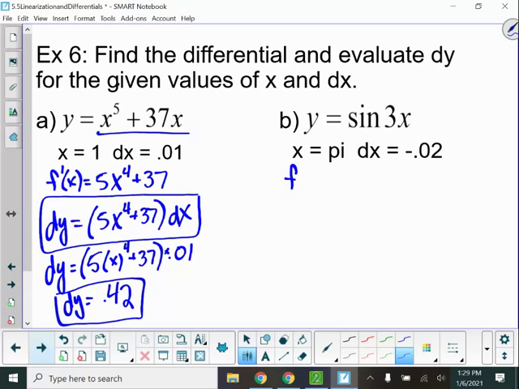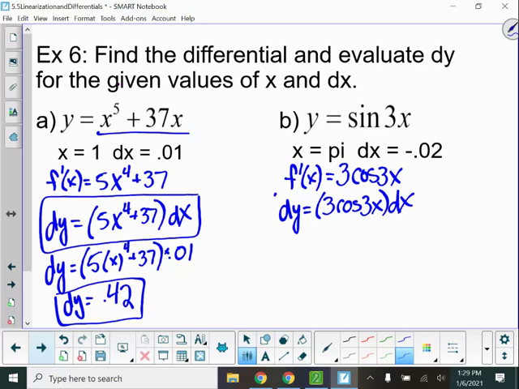For part B, my f prime, the derivative of sine of 3x. Again, I have to use the chain rule, so I take the derivative of the outside, then I take the derivative of the inside. So that's going to be 3 cosine of 3x. So my differential as a formula is 3 cosine of 3x times dx.